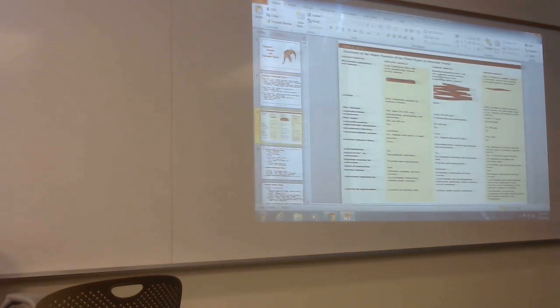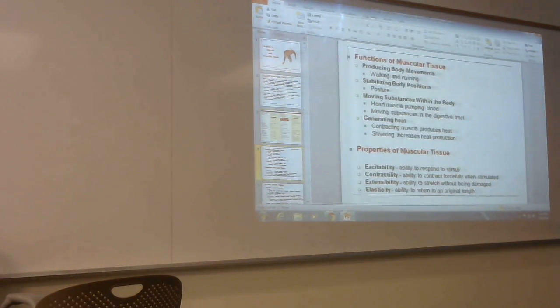This slide I lifted from the other book, Tortora. I thought it's very nice because it has every single difference that you can find as far as muscle is concerned. Okay, so it's very important for us to know the function of muscle.